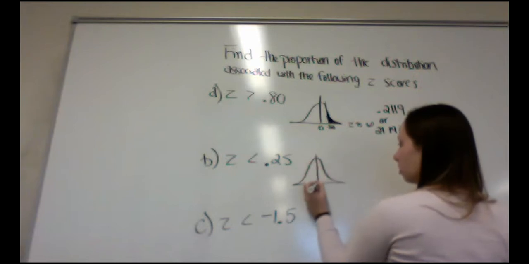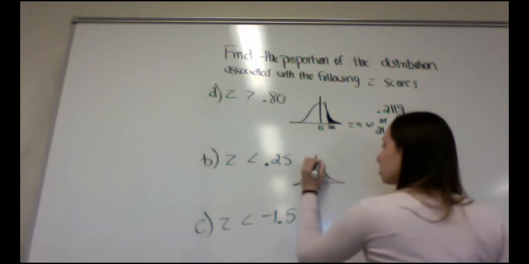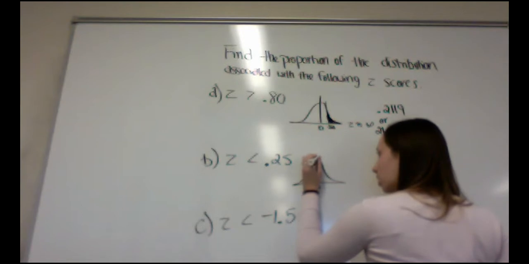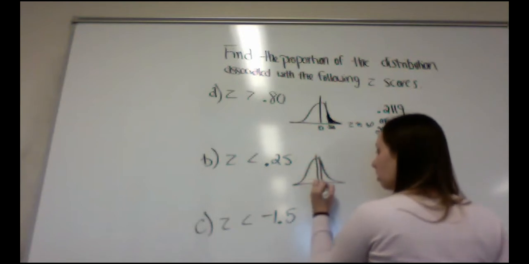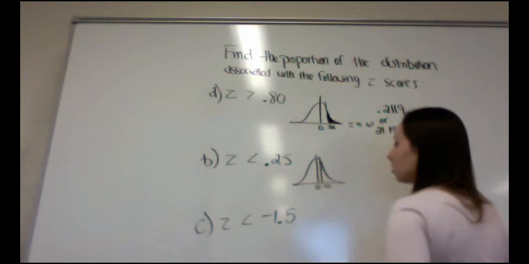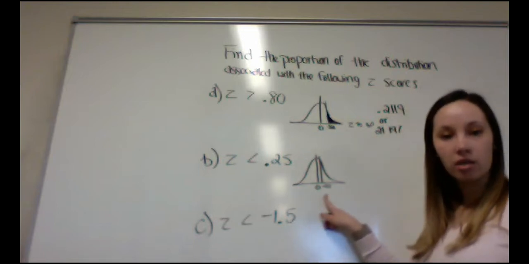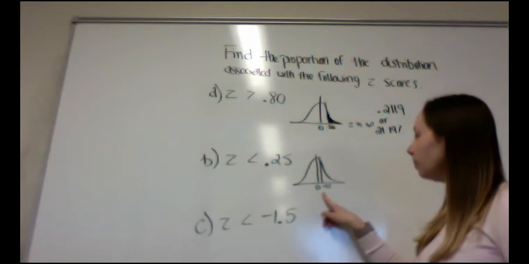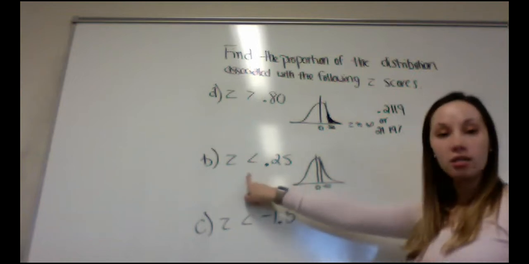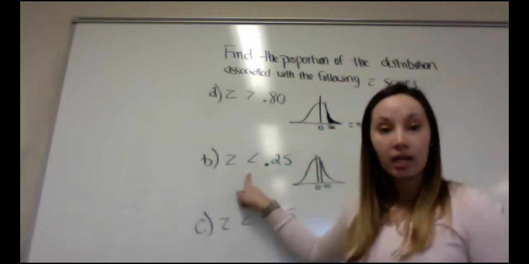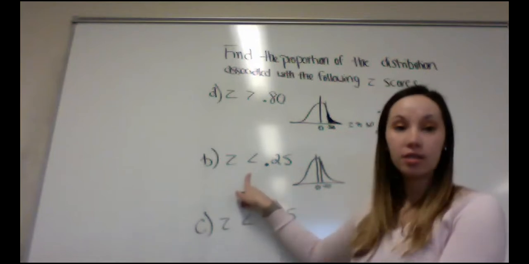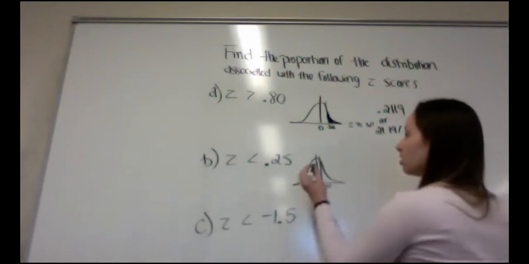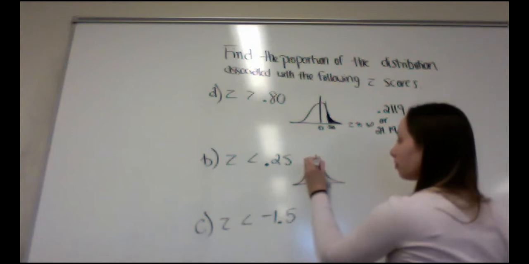Again, 0 in the middle. 0.25, still very close to the mean, but we're at the right side of the mean. So that's the z-score that we are interested in, 0.25. The problem asks, what is the probability of obtaining 0.25 or less? So that means that we're interested in the left side of the distribution. So that means we're interested in this stuff here.